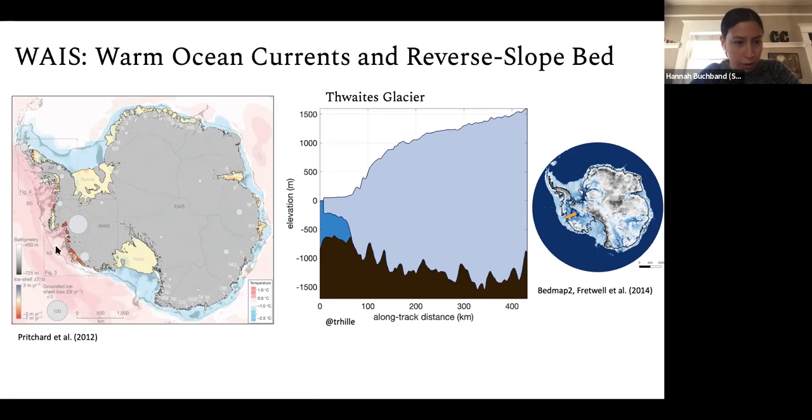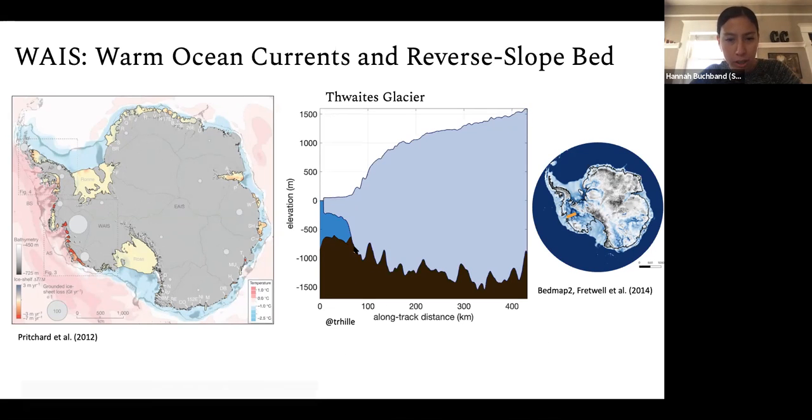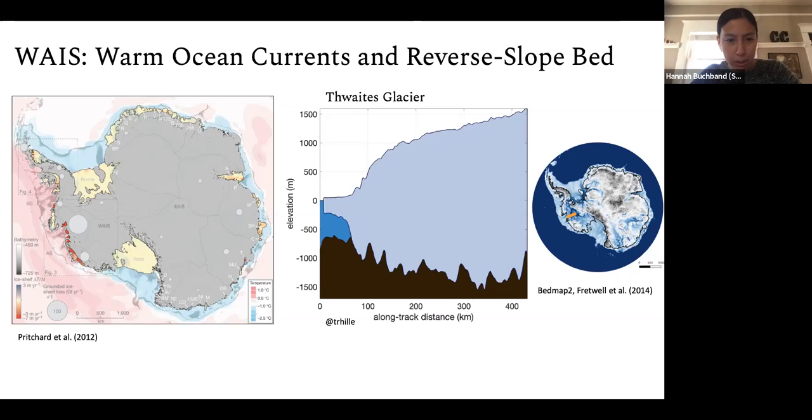A cross section of Thwaites Glacier is pictured here in that second image. And as you can see, the bed topography slopes inward toward the center of the ice sheet, which is a unique feature of the land-based Antarctic ice sheet. The bed deepens inland for hundreds of kilometers, which is not great for ice sheet stability because this could enhance positive ice loss feedback when the grounding line retreats.